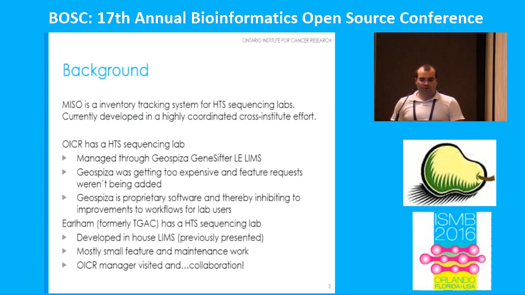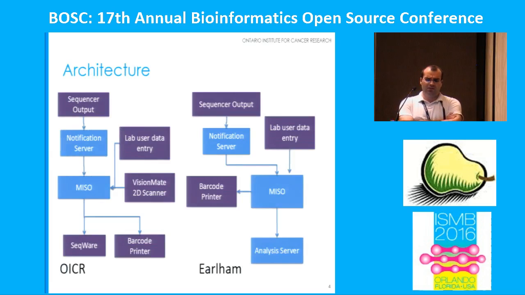So we, at OICR, had a LIMS that we've been using for several years now, GeoSpeeze, a Gene Sifter, and it was getting fairly expensive in terms of licensing costs for us, and our feature requests weren't being fulfilled by the manufacturer, so we were getting increasingly annoyed with not having it perform to our needs. And the group formerly known as TGAC, now called Earlham, had developed a LIMS in-house because, again, they were unhappy with the LIMS that they were using previously. It had reached a point of reasonable stability for them where they were mostly doing small feature development and maintenance work. One of our managers went over there for other collaboration reasons and was very interested in their LIMS, so we decided to take a look at bringing it to our institute.